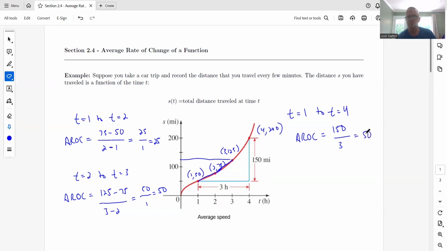So you can see, you can find the average rate of change over any two points on a graph. And if it's a curved graph like this, then finding the average rate of change over different intervals is going to give different results. If it's a linear function where it's just a straight line, then it's always going to be the same. So linear functions always have a constant rate of change.